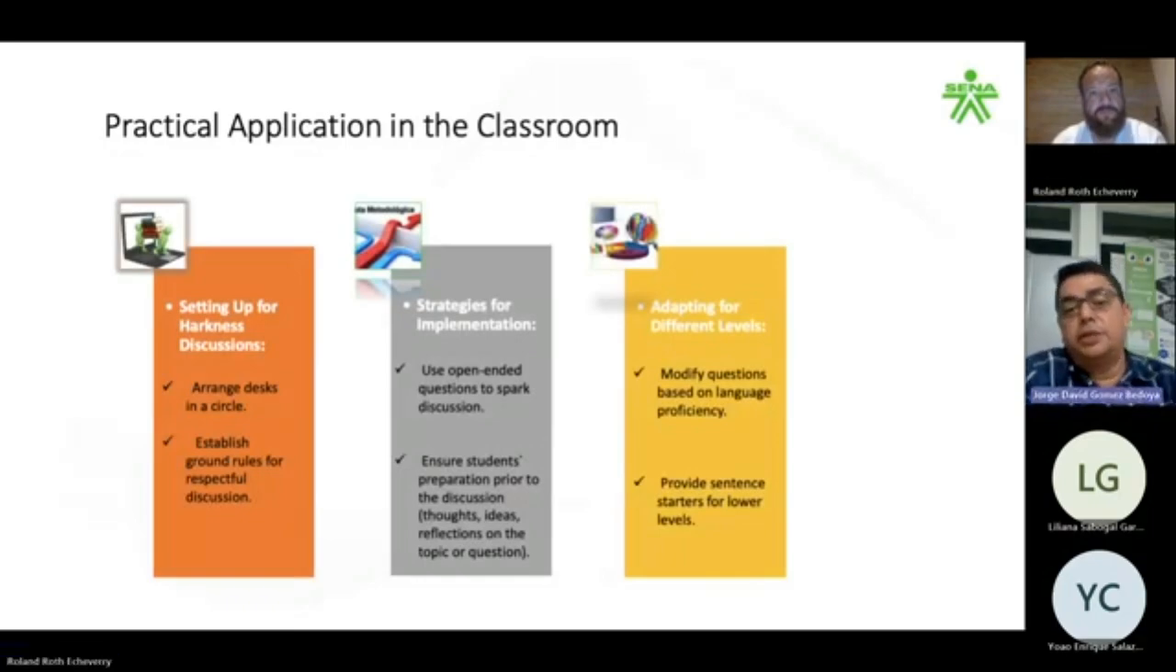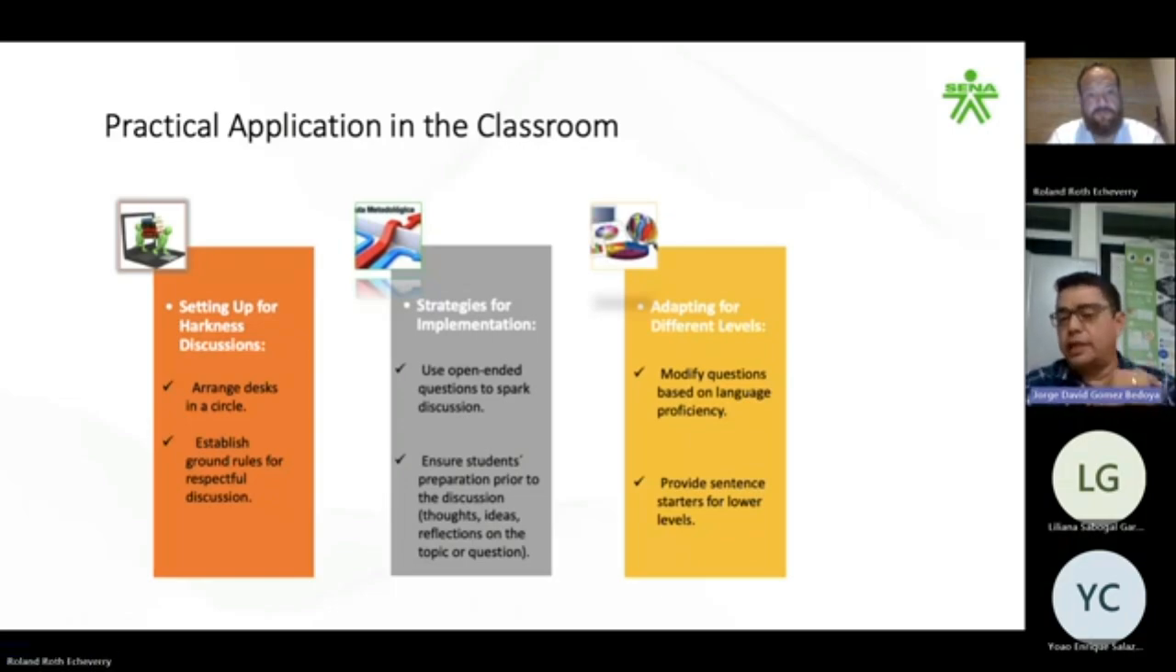The practical application of this in the classroom. What can we do? Well, first of all, we have to set up the environment for the participation of the students. We should seat all of the students at a circular table. We have to be very organized with the rules. We have to establish rules for respectful discussions. Use open-ended questions to spark the discussion.